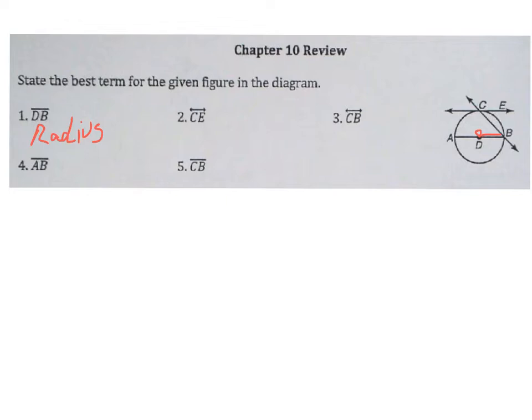Next one after that I'm looking at is line CE. So this one's up top. It continues on forever in both directions. It only touches my circle at one point. So in that case, I know it's a tangent. Next one, though, I'm looking at is line CB. Well, this cuts through my circle at two separate points at C and B, so I know it is a secant.